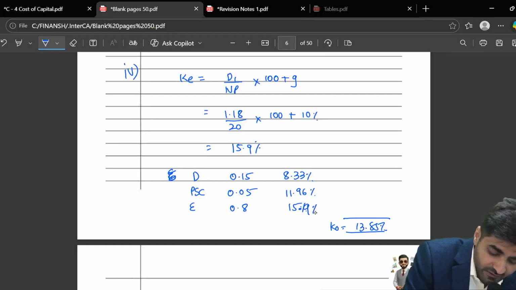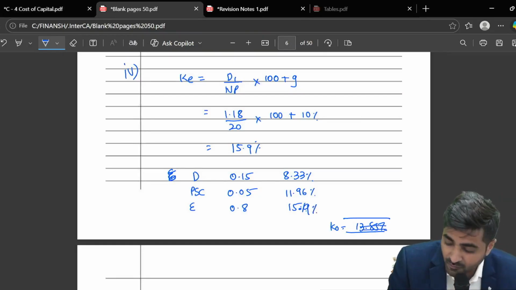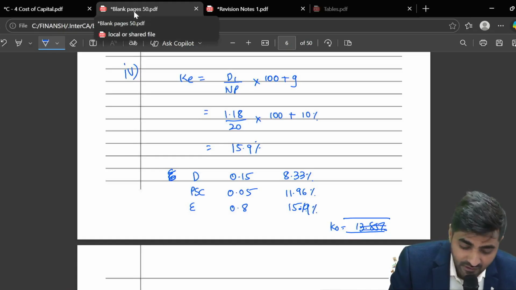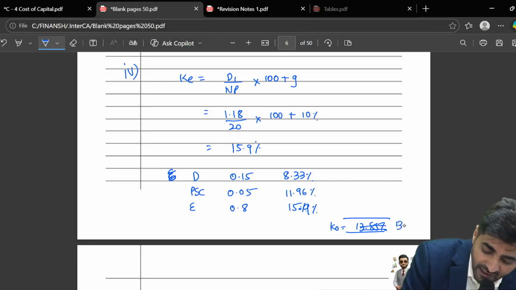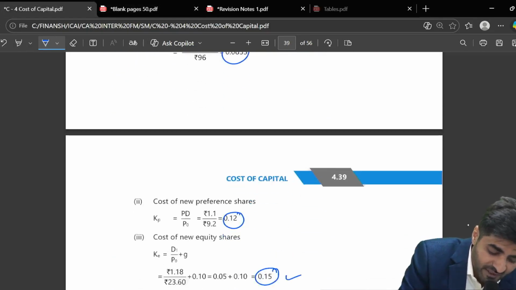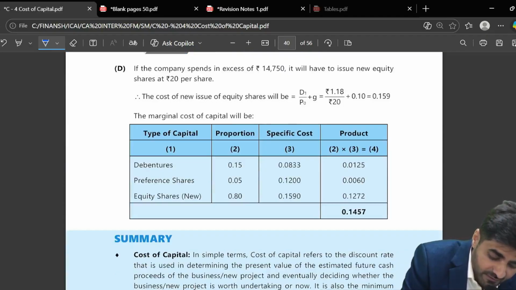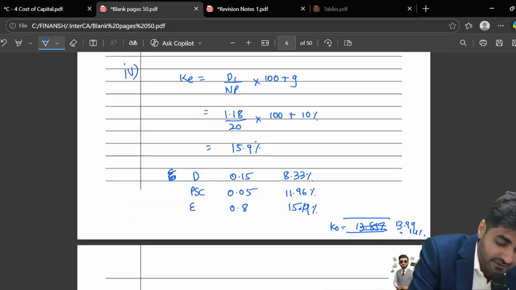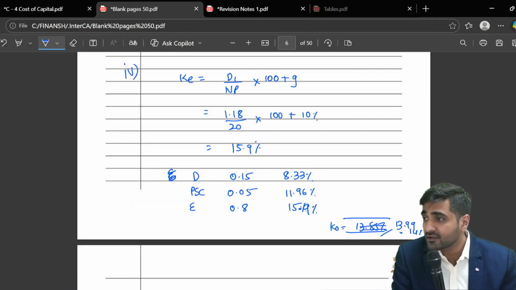Okay, sorry, 15.9. So this will become 0.15 into 8.33, 0.05 into 11.96, and then 0.8 into 15.9. How much is this coming? 13.99, which is approximately 14%. Is this coming as 14%? Just check. Because they have taken 12 now. We have taken 11.96. Rest everything is same. Understood this? Okay.